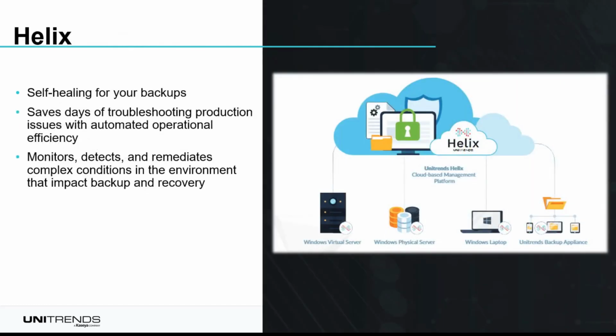The last piece I want to bring up is Helix. Unitrends has a new tool called Helix, which is a self-healing tool for the assets that you're protecting that's going to enable healing for your backups. What does this mean? It basically means that Helix can save days of troubleshooting production issues with automated operational efficiency by simply going in and preventing backup failures before the backup failure happens. The Helix agent can monitor, detect, and remediate complex conditions in the environment that would cause a negative impact in that backup and recovery.